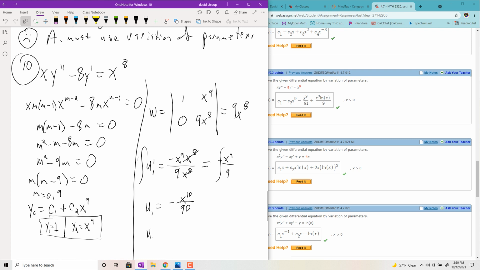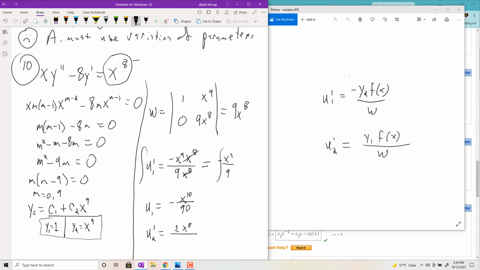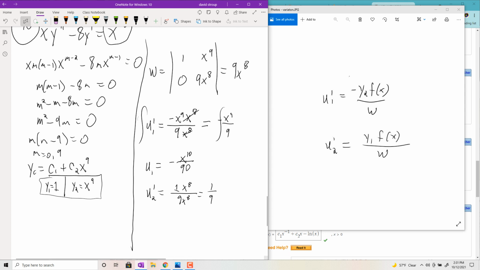So u2 prime from my formula is going to be y1, which is just 1, times f of x, which is x to the 8th. Well, this thing right here is f of x, by the way, if you're wondering where that's coming from. And then all over the Wronskian, which is 9x to the 8th. So I have then 1/9. And then integrating to retrieve u2, that will be 1/9 x.